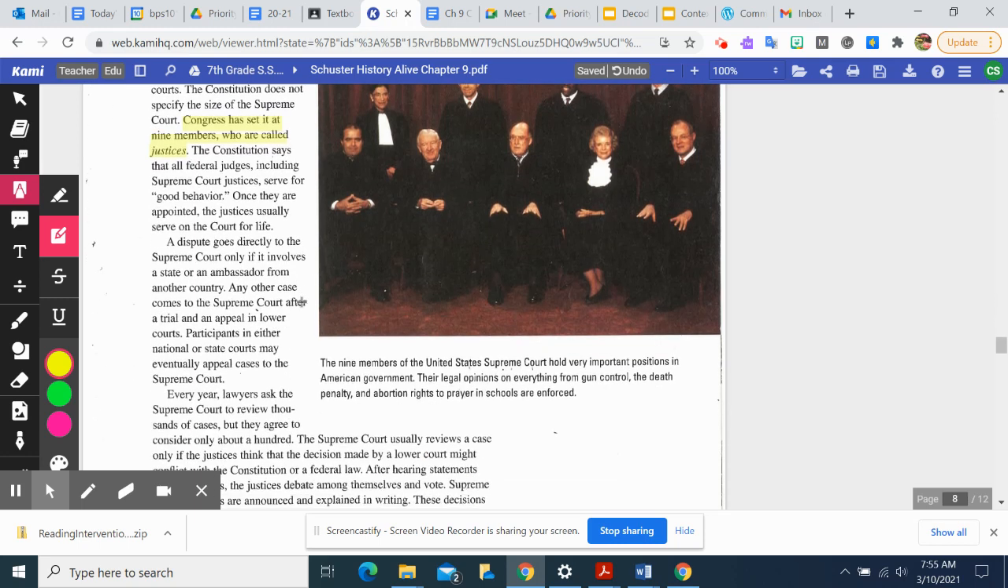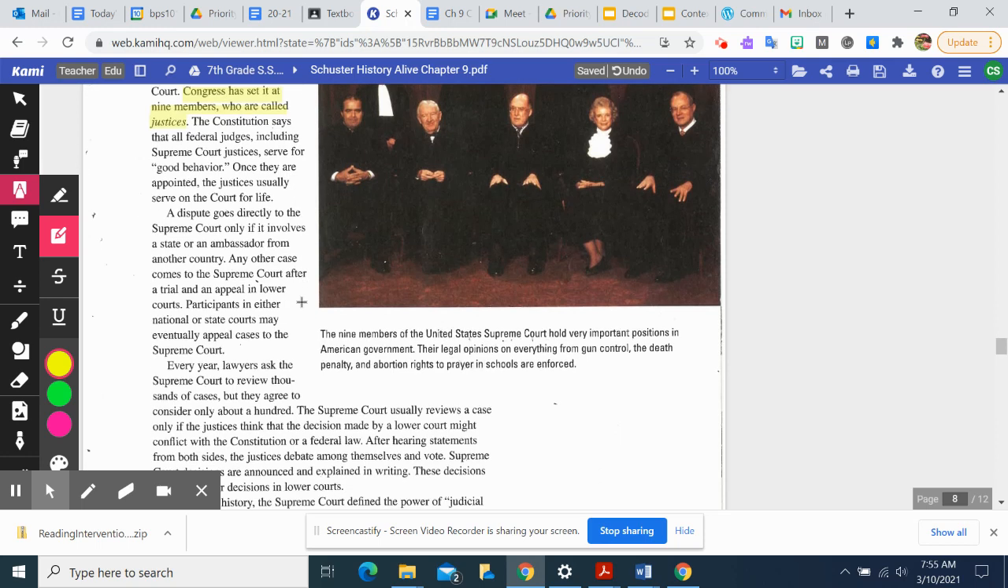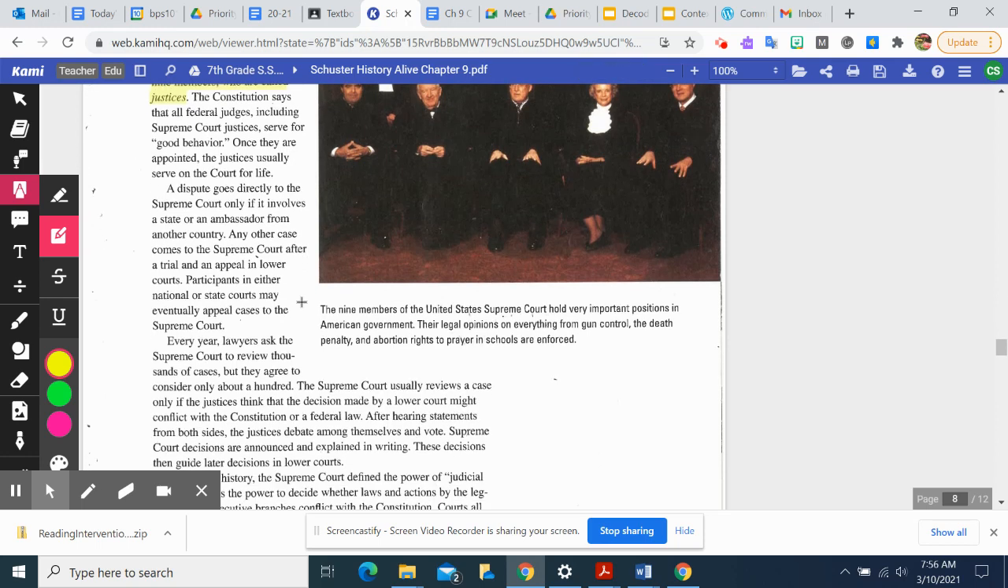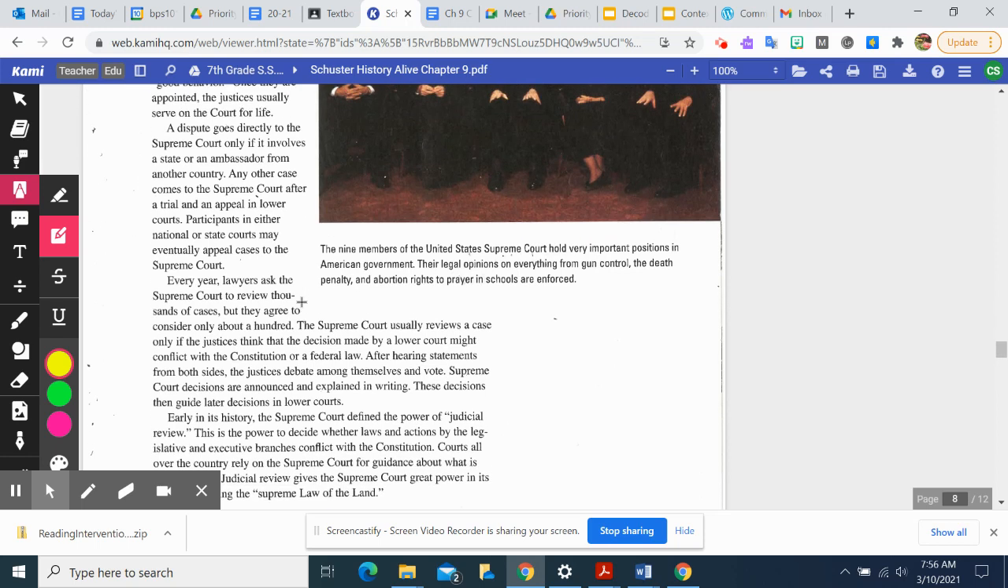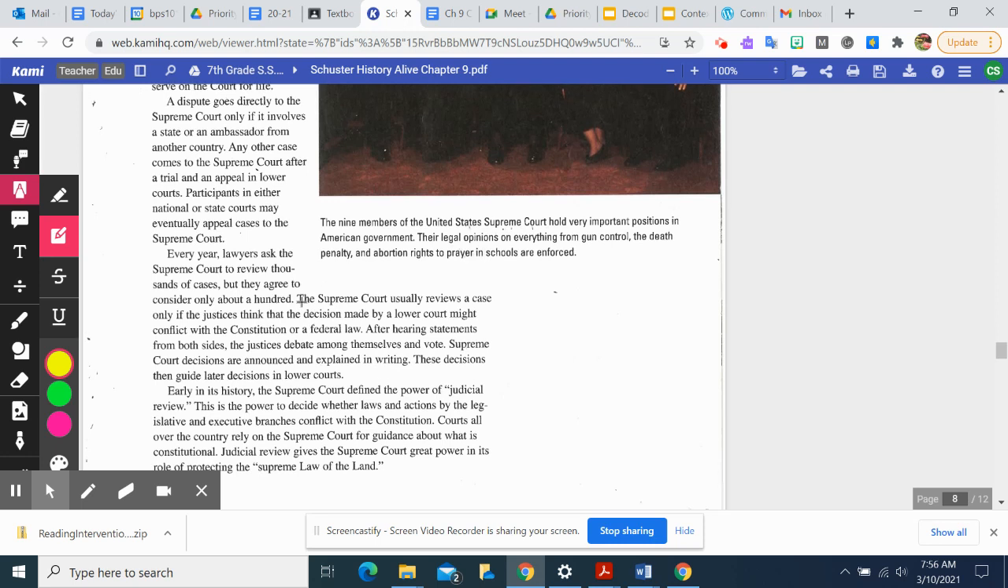The Constitution says that all federal judges, including Supreme Court justices, serve for good behavior. Once they are appointed, the justices usually serve on the court for life. A dispute goes directly to the Supreme Court only if it involves a state or an ambassador from another country. Any other case comes to the Supreme Court after a trial and an appeal in lower courts. Participants in either national or state courts may eventually appeal cases to the Supreme Court.